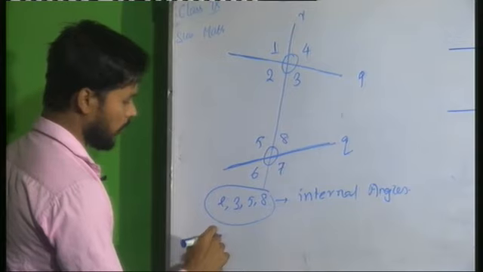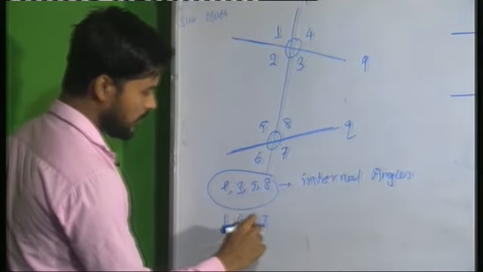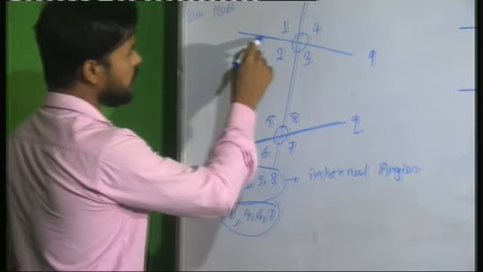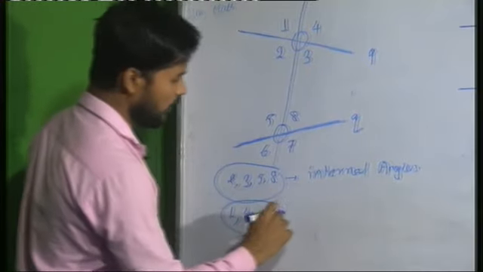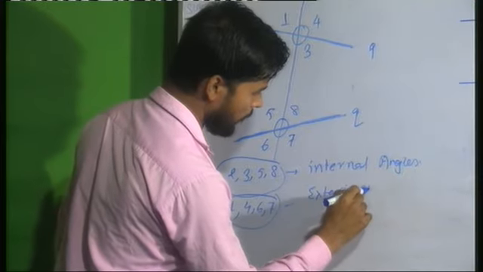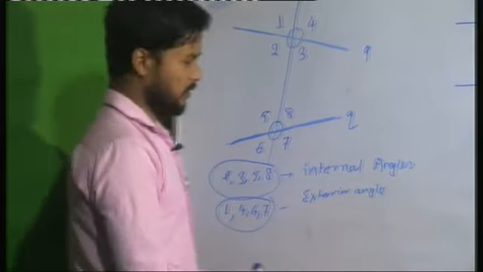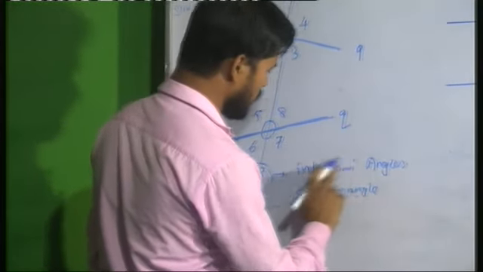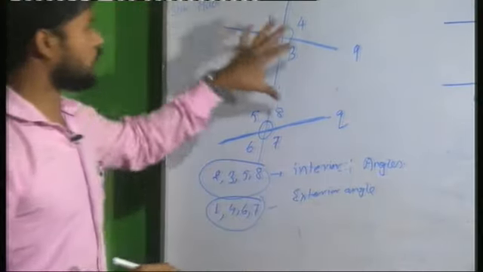And these four angles, angle 1, angle 4, angle 6 and angle 7, are lying outside these two lines. So they are called exterior angles. The others are called internal angles, or interior angles, the angles between these two lines.